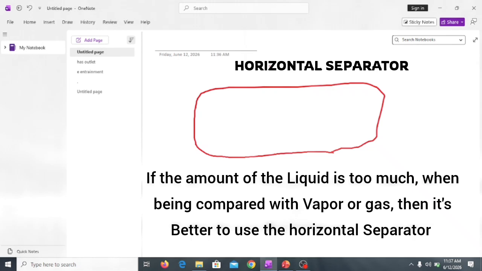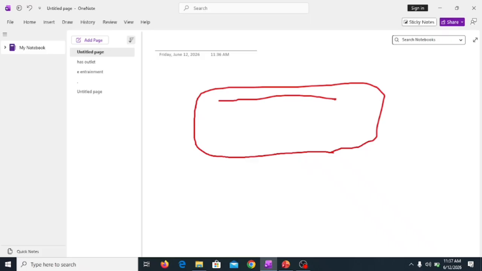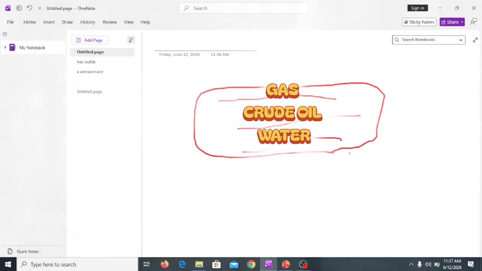I will explain how this is done. For example, we have our gas here, and we have our crude oil, and we have our water at the bottom. So the water outlet will be at the bottom, and the gas outlet will be at the top.